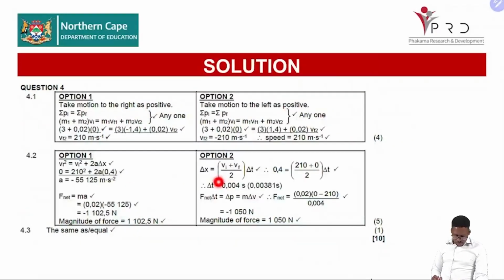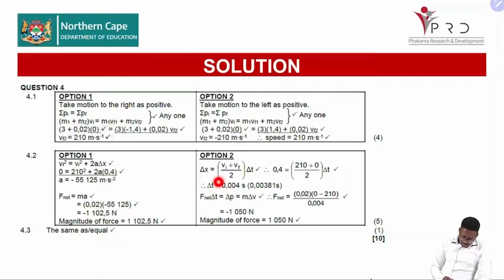So you can have two options here. The sum of momentum before is equal to the sum of momentum after. For just writing that, you get a mark. Initially, they were together. So you're going to say the mass of the bullet and the rifle, which is 3 plus 0.02. You must convert that 20 grams to kg. Multiplied by the velocity of a stationary rifle, which was 0.